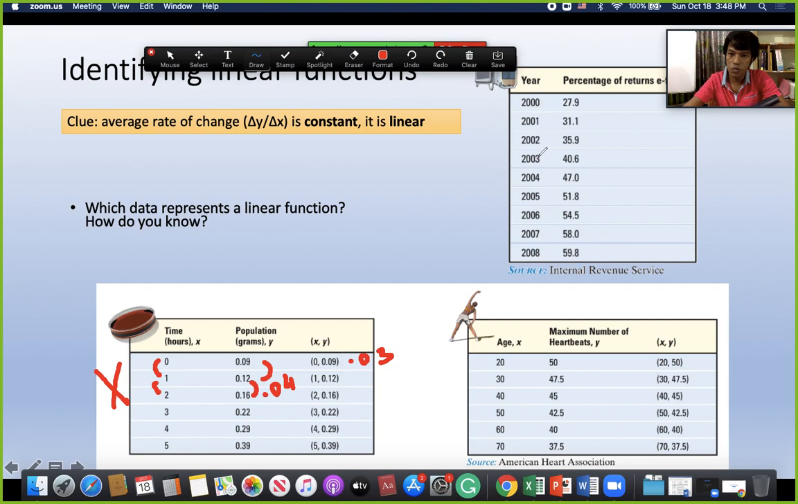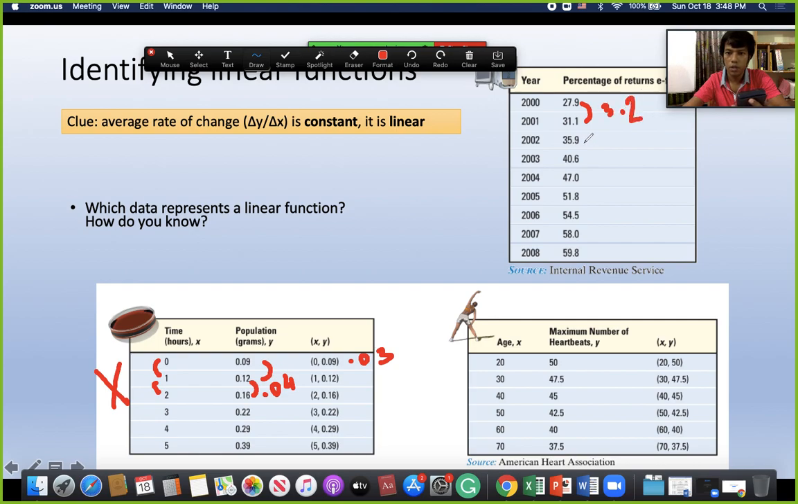2000, 2001, 2, 3, 4, 5, 6, 7, 8. That means on this side the gap is the same everywhere. So that means now on this side also the gap has to be the same. Okay, now let's check. 31.1 minus 27.9. The answer is 3.2. So these two gap answers are 3.2.